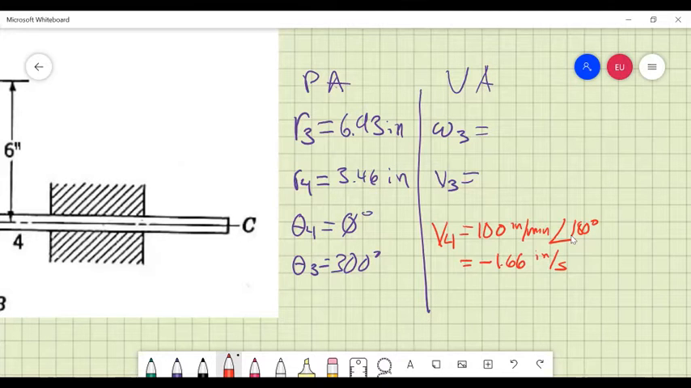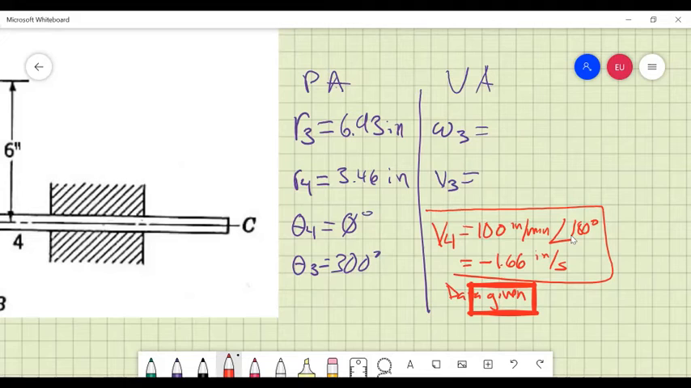And I have put this in a different color, which means this is data given by the problem. Now keep in mind that in the problem, they are not giving you 100 inches per minute. They are giving you 10. So I'm multiplying everything by 10. Why? Because I want my SolidWorks simulation to be quick. That's the only reason.